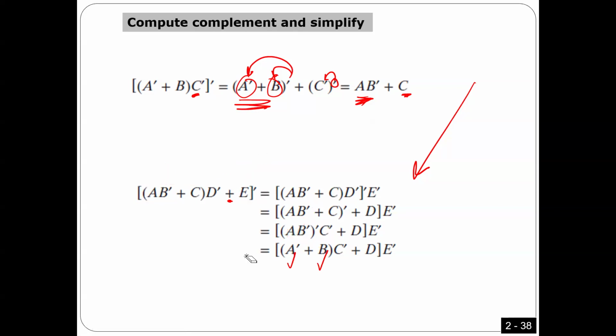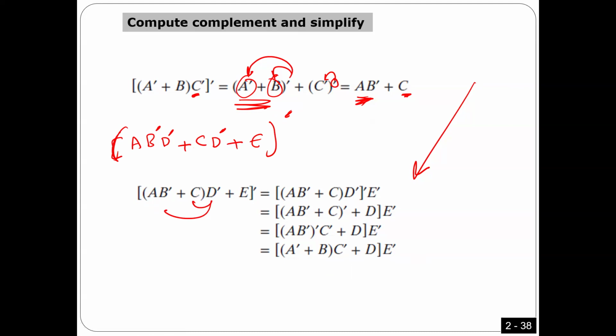By the way, you can do it in a different way. From the very beginning, you can do distribution. Maybe easier, maybe whatever, but you are going to reach the same conclusion. So I can say this one becomes A, B prime, D prime, I can just do distribution, OR C, D prime, OR E. Everything here is inverted. And then I can apply De Morgan.